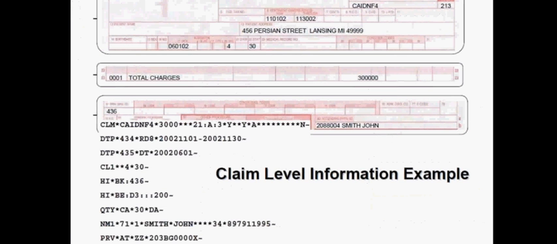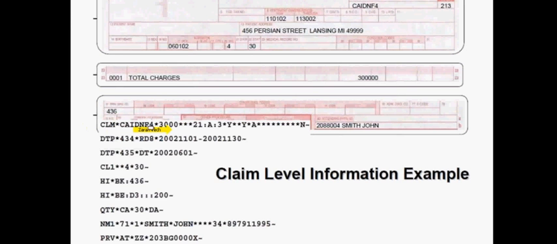So this information that we are seeing right now is specific to the claim level information. Okay. See your CLM. CLM means it's a claim. Okay, and then what follows after the CLM is your claim number information, and then this is a charge amount.